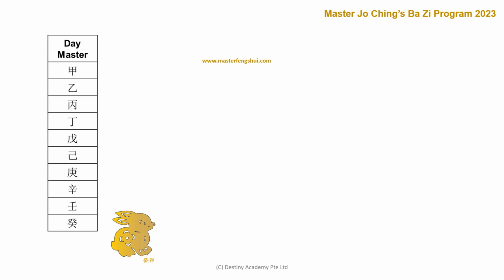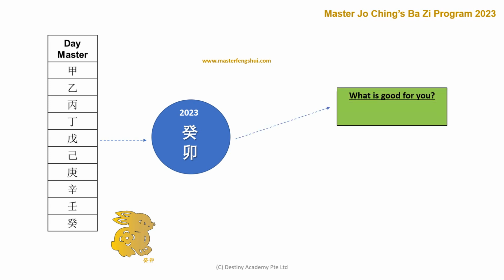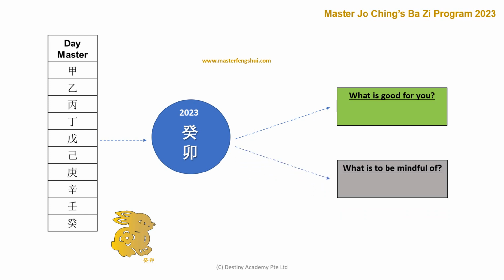The gist of today's video is to give you some basic analysis between your Daymaster and the 2023 year pillar Gui Mao. Gui Mao is also the water rabbit. What will be the chemistry that sparks off when your Daymaster interacts with Gui Mao? That is the intent of today's video. I'm going to look at what is good for you or what you can do to achieve a better result in Gui Mao year, as well as remind you of what to be cautious of and mindful of. As simple as that.